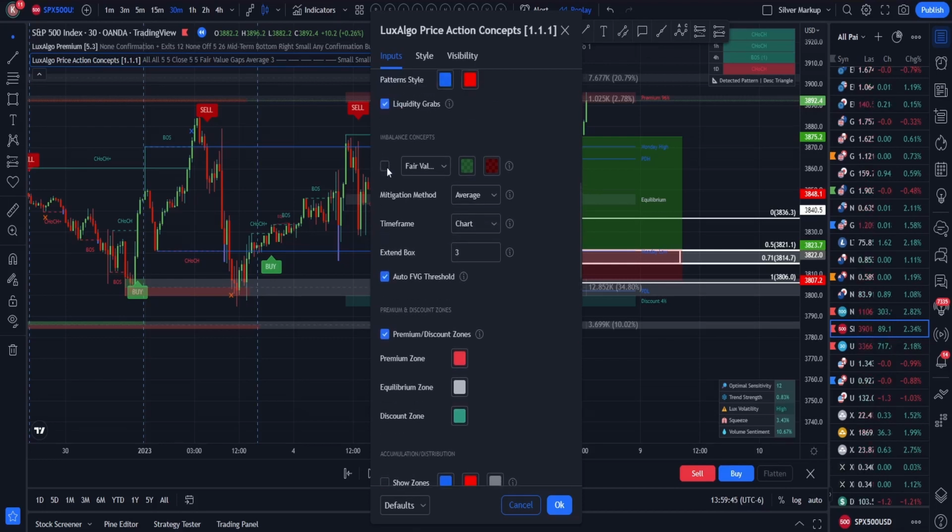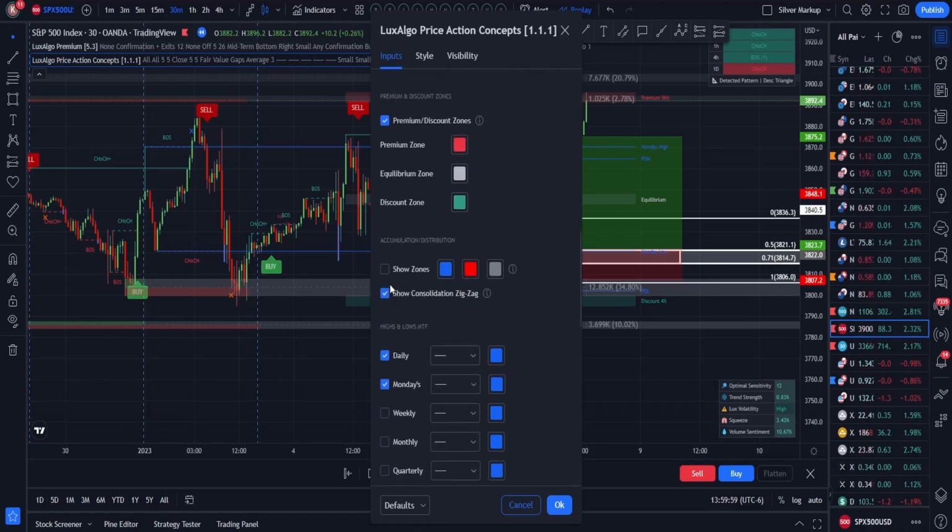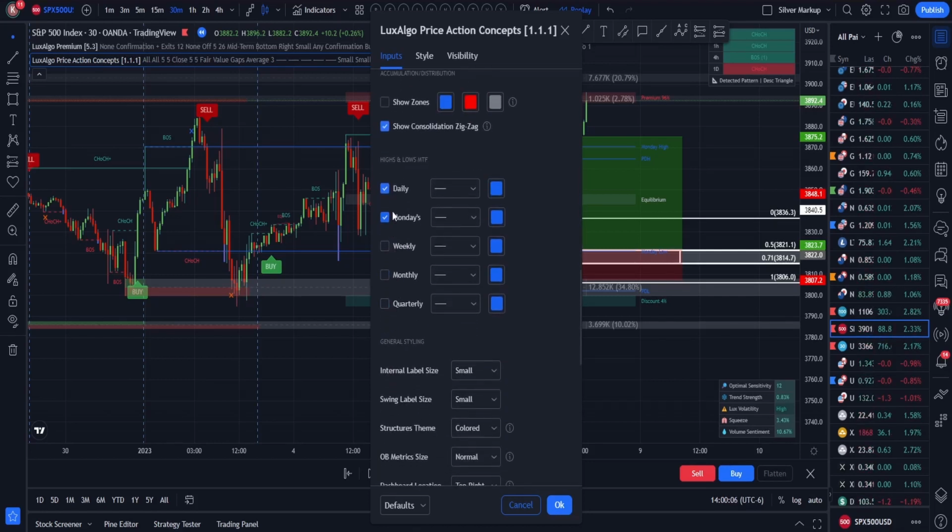You can check that if you want to see more imbalance. So if I had placed that, you would have seen that imbalance point from earlier. But I can see imbalance, so I don't really play with it. And then the other thing is you do have the accumulation distribution. I leave that off, but I do let the consolidation happen. But the main thing is setting up the daily highs and lows and Monday's highs and lows. Those are the ones I play with.